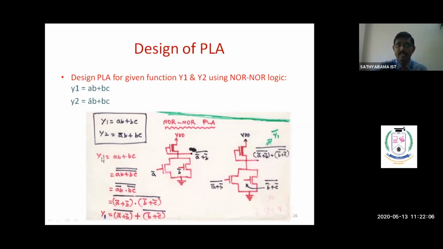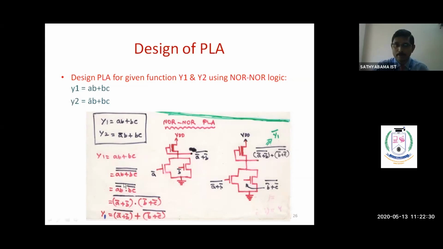So for that, we take y1 is equal to AB plus BC. Then we apply a double bar. If you apply a double bar, the functionality does not change. After that, we apply De Morgan's law. What is De Morgan's law? Do you remember? I hope so. De Morgan's law is nothing but we can break the line and change the sign. So that is De Morgan's law.